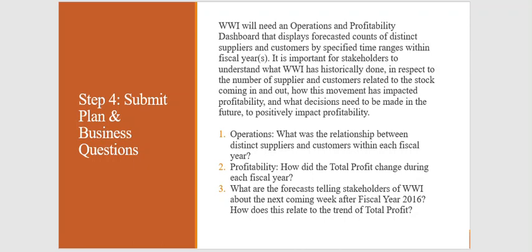And then my third question is actually tying the two together. So what are the forecasts telling stakeholders of WWI about the next coming week after fiscal year 2016? How does this relate to the trend of total profit? So I'll be tying in operations and profitability in that last question as it relates to the forecasting models I have written scripts for as well. It's important that WWI understands what historically has happened in order to make future decisions, of course, with the help of forecasting as well.